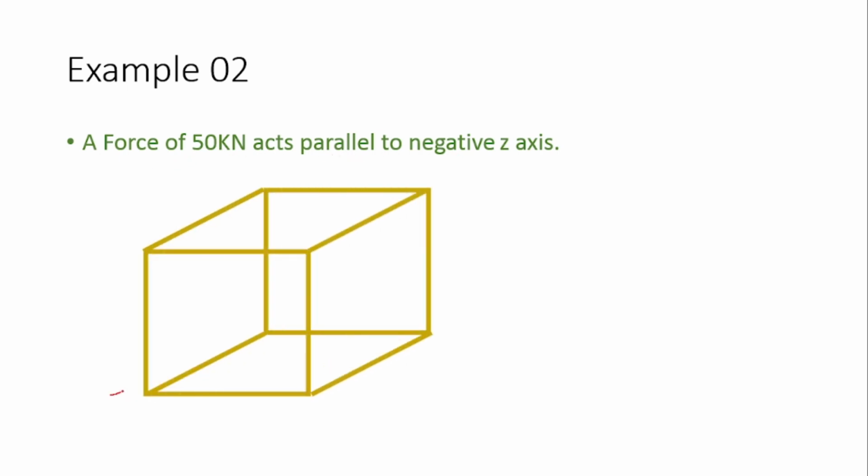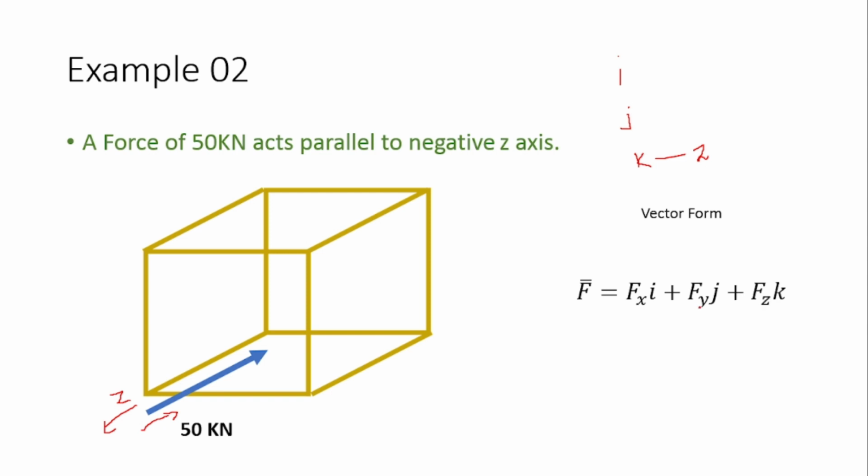We'll see the second example. A force of 50 kN acts parallel to the negative z-axis. So this is our z-axis and this is the positive direction. The opposite is the negative direction. So your force is pointed in the negative direction of the z-axis. Now out of i, j, k, k is related to the z-axis. So here only the k component comes with the minus 50 sign. So the vector form is like this. Here the value of F bar will be minus 50k because it is parallel to the z-axis.